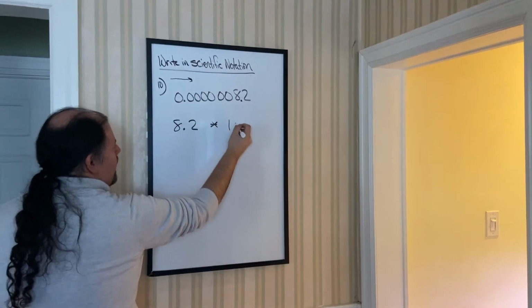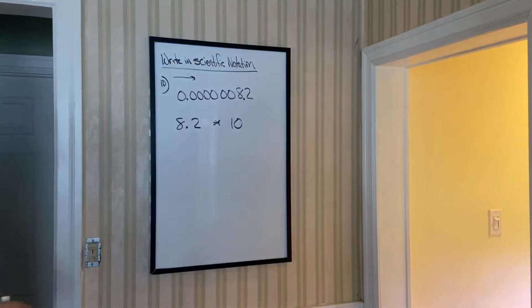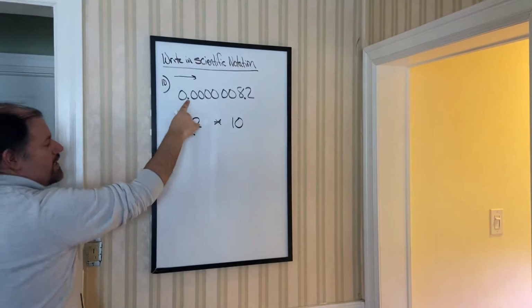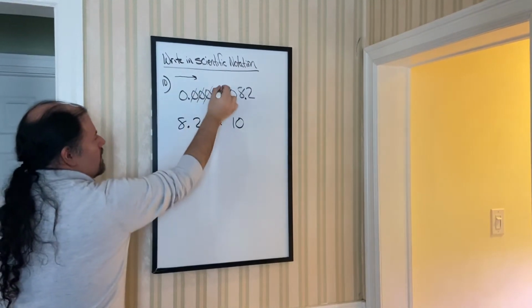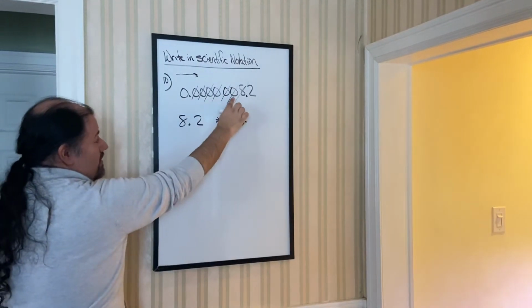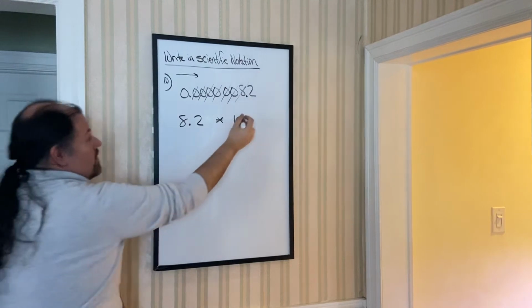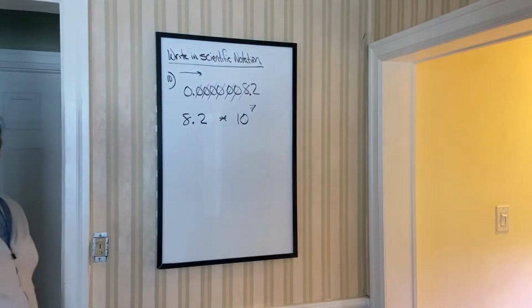times 10. And then our third step is count how many digits are between this old decimal point and now this new decimal point. 1, 2, 3, 4, 5, 6, 7. Remember, it's not just counting zeros, it's any digit. So we got 7 digits between the old and the new. We said that becomes your exponent.